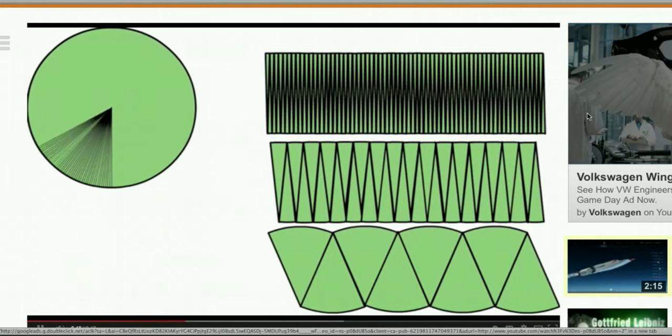So, how small must we divide a circle before we can get a perfect rectangle?